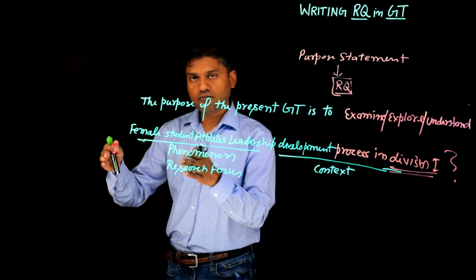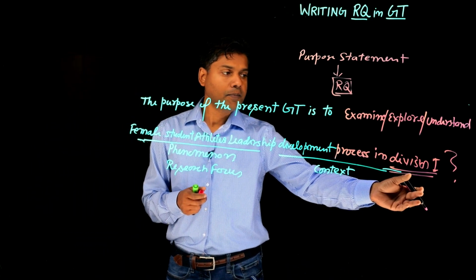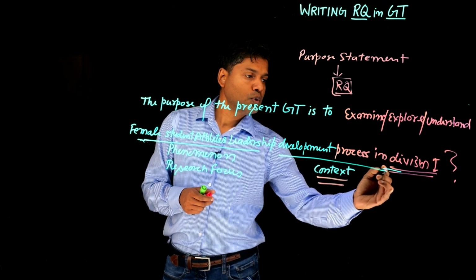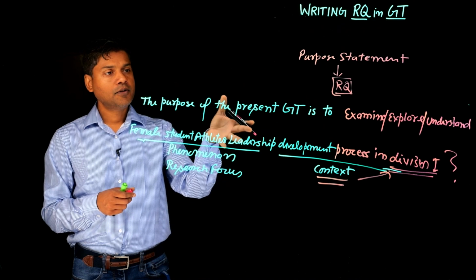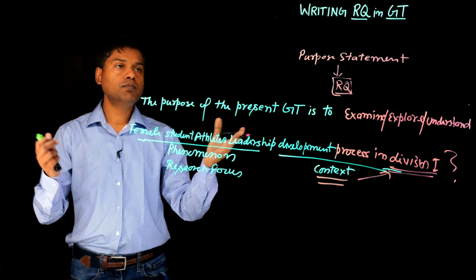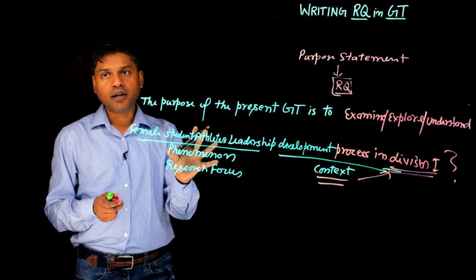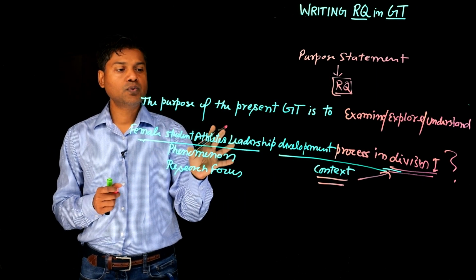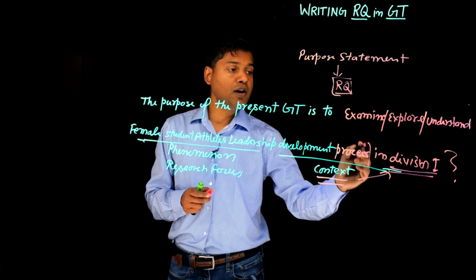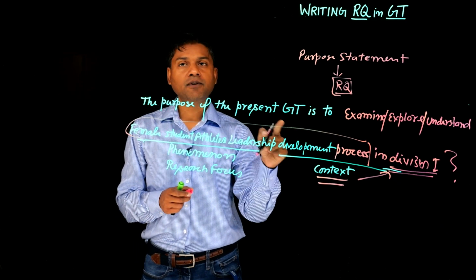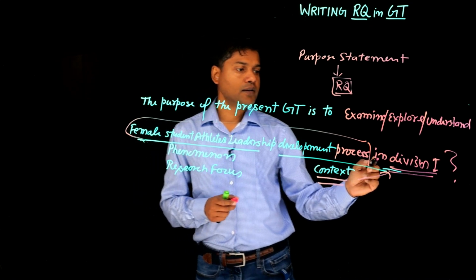In colleges, the sports are organized in Division 1, Division 2, Division 3. So that's the context here. That's what I meant by providing a context. So when you write your purpose statement, you can use this framework. The purpose of the present grounded theory is to, use a qualifier here: examine, explore, understand, and then the phenomenon that you want to focus on, female student athletes' leadership development process. Here the phenomenon is the process of leadership development among student athletes. And then finally, you write the context.